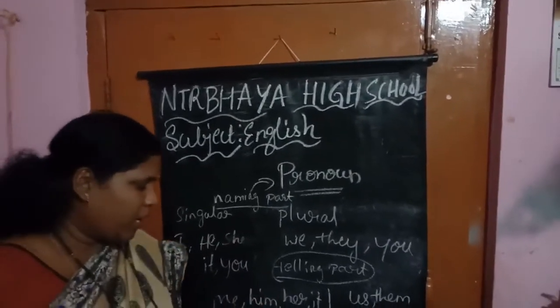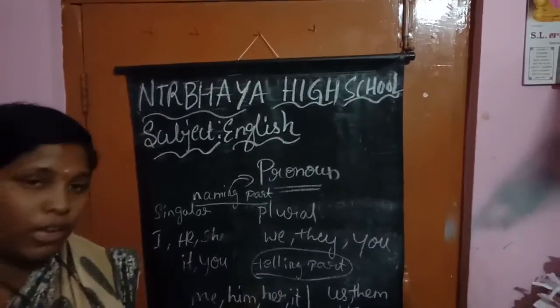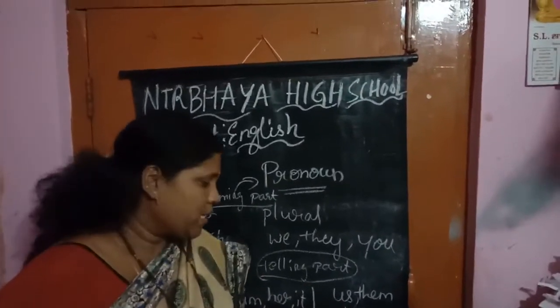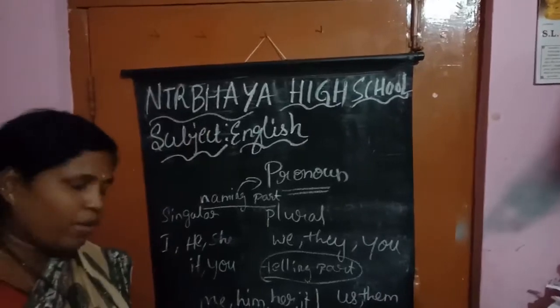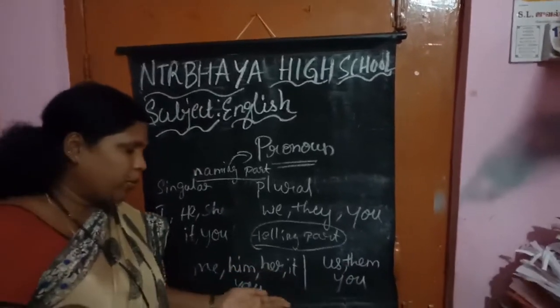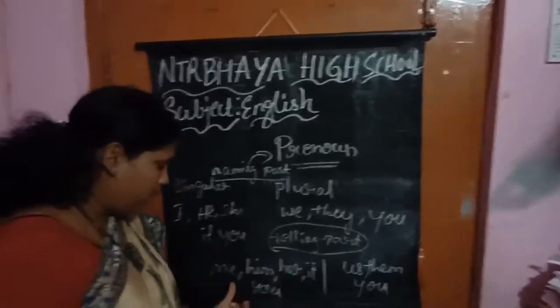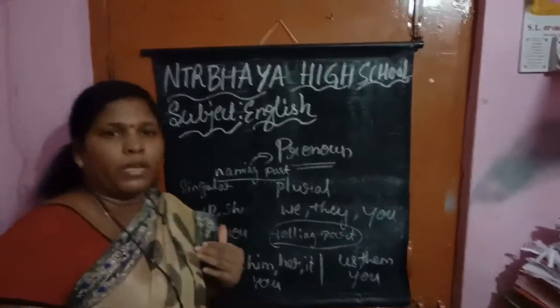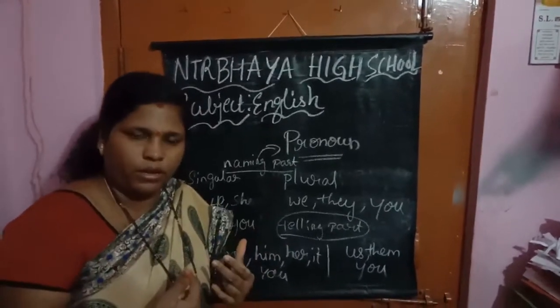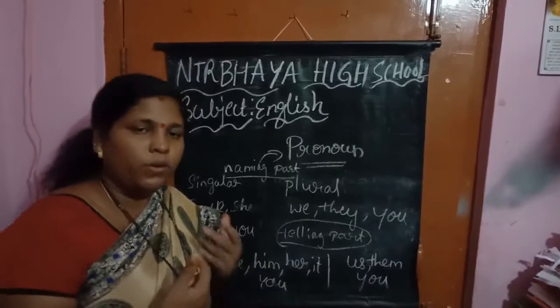Me, him, her, it, you. Singular form. Plural form is what? Us, them, you. What is the singular form here? Me, him, her, it, you. Us, them, you. See here, me. You called me. Yes, children, you called me.